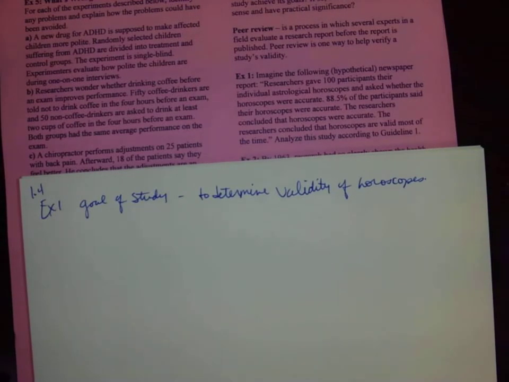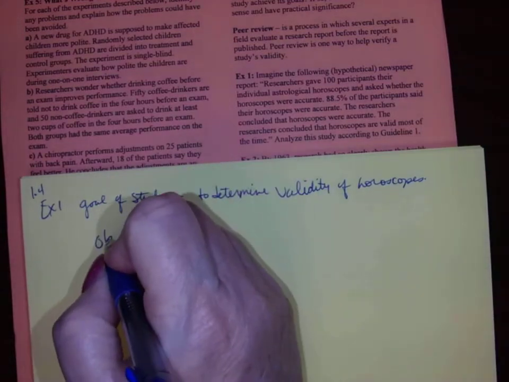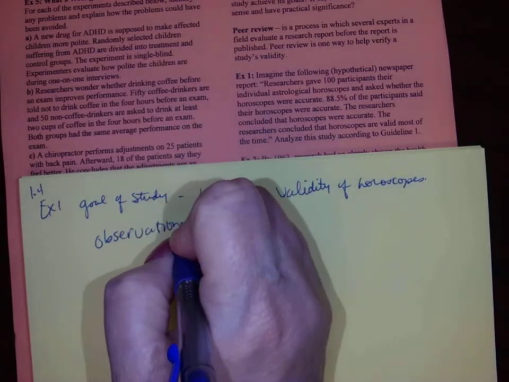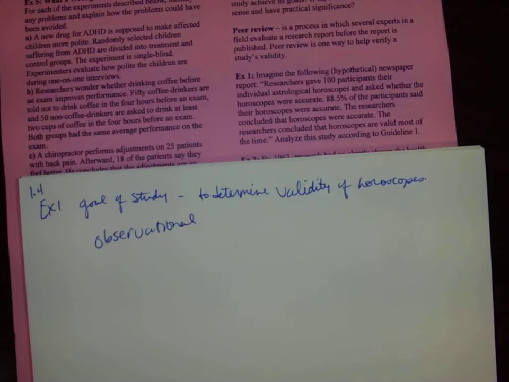All right. Now, based on the newspaper report, it appears that the study was what kind? So the researchers gave it to 100 individuals and asked whether the horoscopes were accurate. So they didn't really do any kind of experiment, but it was observational. They observed the participants. They just asked them about the accuracy of their horoscopes.